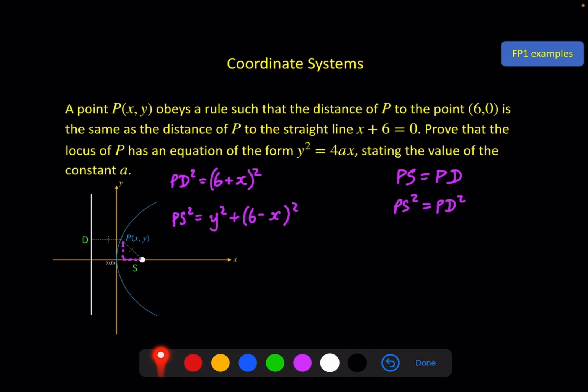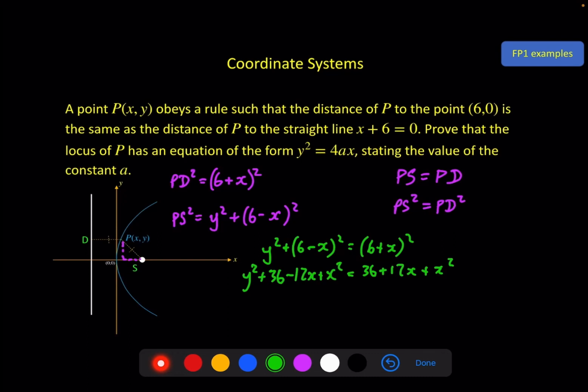So now, using this relationship, I can make these two equal, and we have an equation in y and x, which hopefully will simplify to this. Expand this out, we get 36 plus 12x plus x squared, and over here y squared plus 36 minus 12x plus x squared. And you can see very quickly the x squareds cancel, the 36s cancel, and if I rearrange, we get y squared is equal to 24x, which of course is 4 times 6x.